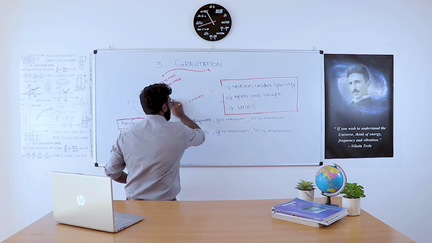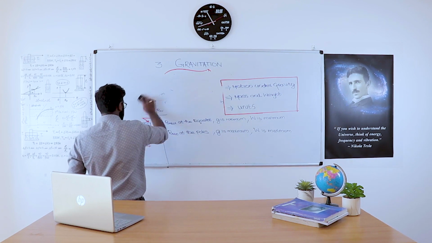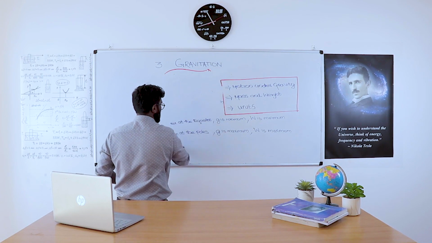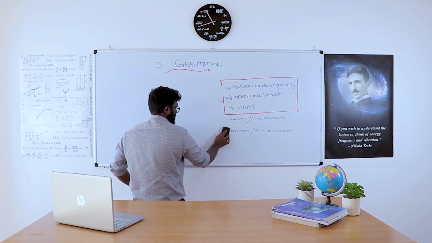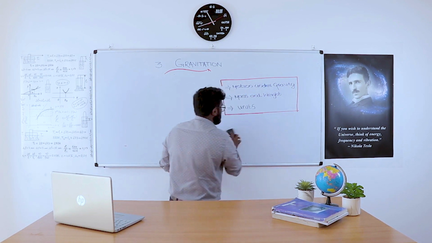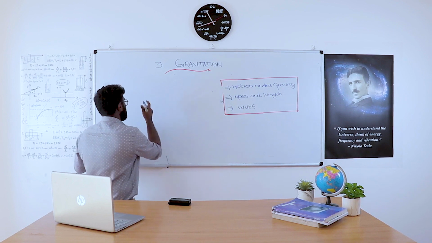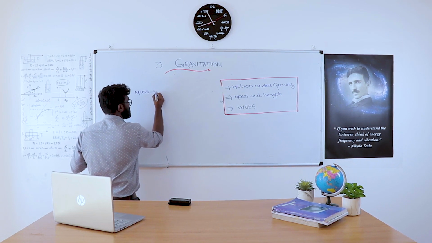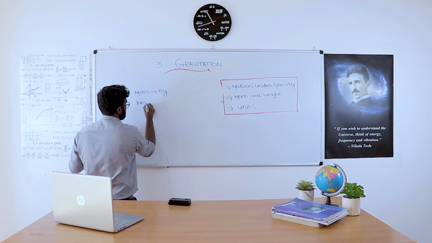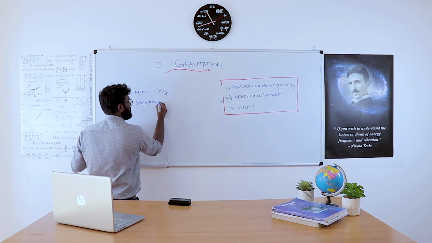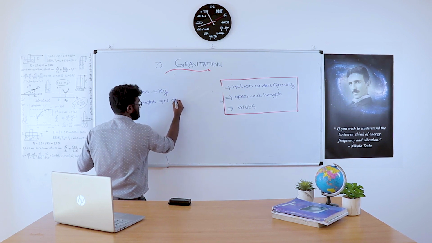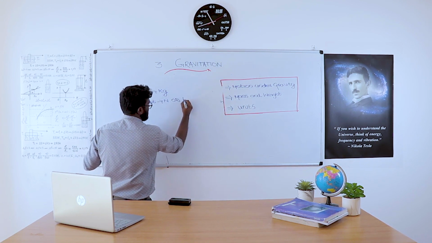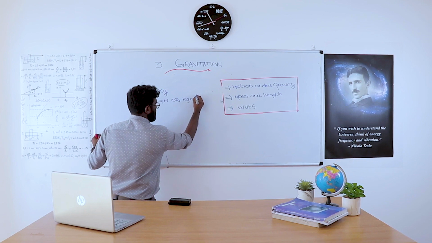Okay, moving to the last topic: units. Already we know the units of mass and weight. Already written in the table. The unit of mass is kilogram and the unit of weight is Newton, or otherwise another unit is kilogram meter per second square.